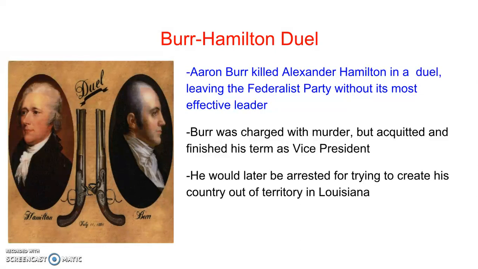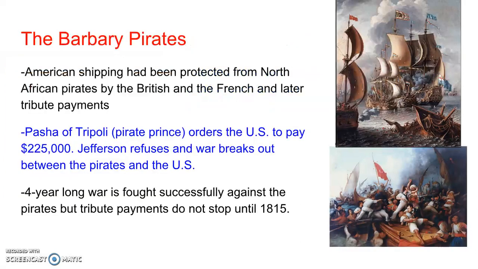He does, however, go to the West to kind of escape it all and live in the West, and he ends up trying to create his own country. He tries to seize territory in Louisiana and make his own country. He does get in trouble with that, gets arrested, but he gets acquitted from that and just lives out the rest of his life. So, going from all the stuff happening in domestic issues and everything, now we're going to look at the foreign issues.